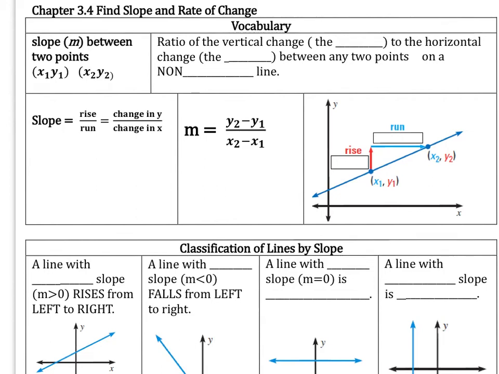3.4. Find slope and rate of change. The slope between 2 points, x1, y1, x2, y2, is defined by the ratio of the vertical change, which you can say the rise, and the horizontal change, the run, between any 2 points on a non-vertical line.